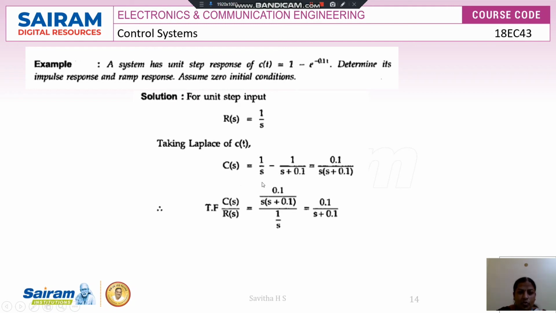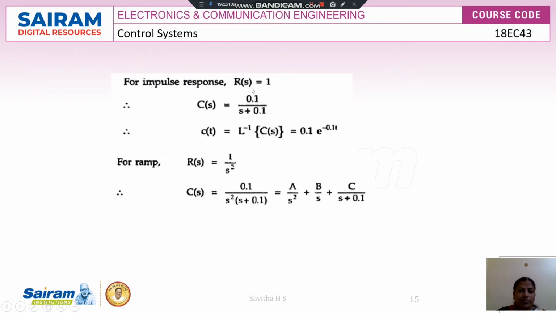So C of s is equal to 1 by s minus 1 divided by s plus 0.1, since the Laplace transform of exponential of minus 0.1 t is 1 divided by s plus 0.1. If I take the LCM and simplify, I get 0.1 divided by s into s plus 0.1. Now we find the transfer function, C of s by R of s, which after simplification is 0.1 divided by s plus 0.1.